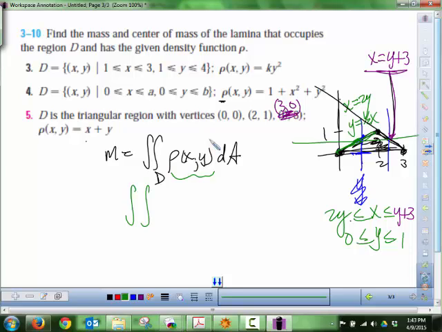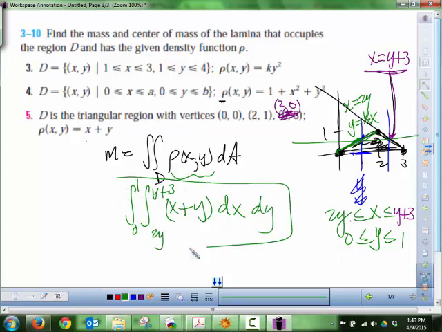All right. So my rho is x plus y, and we decided we're going to integrate with respect to x first. The lower limit is 2y. The upper limit is y plus 3. After we made the correction, our y limits go from 0 to 1. And so this is our double integral, which is easy enough to do.